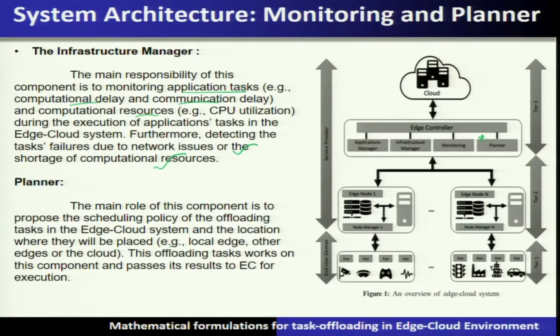The next important component of the edge controller is the planner. The main role of this planner is to propose a scheduling policy for the offloading task in the edge cloud system and the location where they are going to be placed. After getting the complete picture of the availability of resources and the requirements of the IoT system applications, this planner will formulate a scheduling policy for offloading the task in the edge cloud system. This component passes its result to the edge controller for execution.